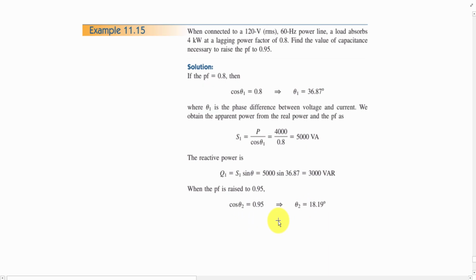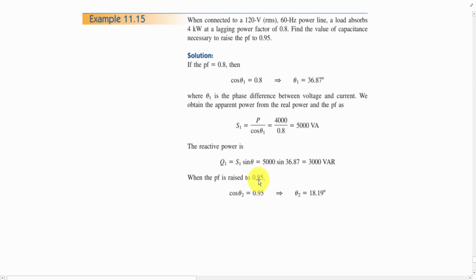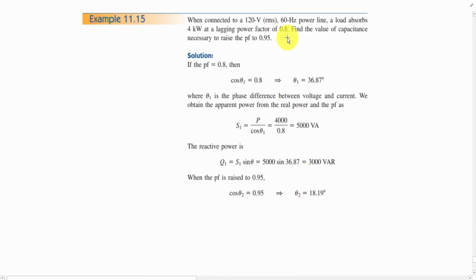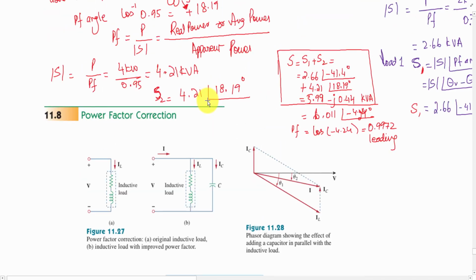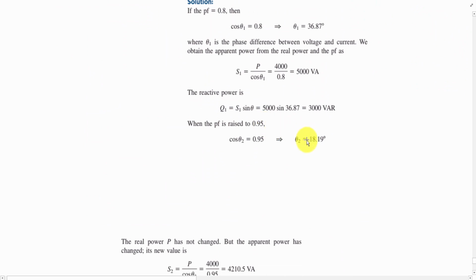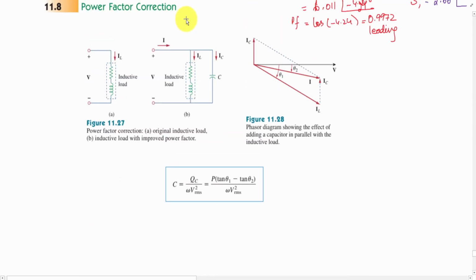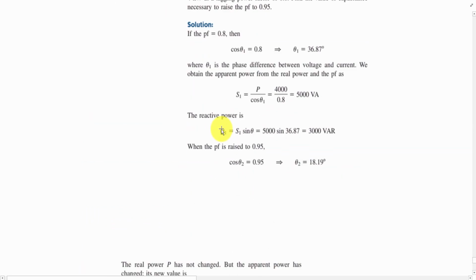If the power factor is raised to 0.95, that means we are not changing the load here. We are not changing the real power. That means theta 2 is going to be cos inverse of 0.95, that is 18.19. Originally the angle difference between voltage and current was 36.87. We want a capacitor so that the phase difference between voltage and current reduces from 36.87 to 18.19. Real power has not changed because we are not changing the actual load. We cannot change the motor. We can only install another capacitor in parallel with it.